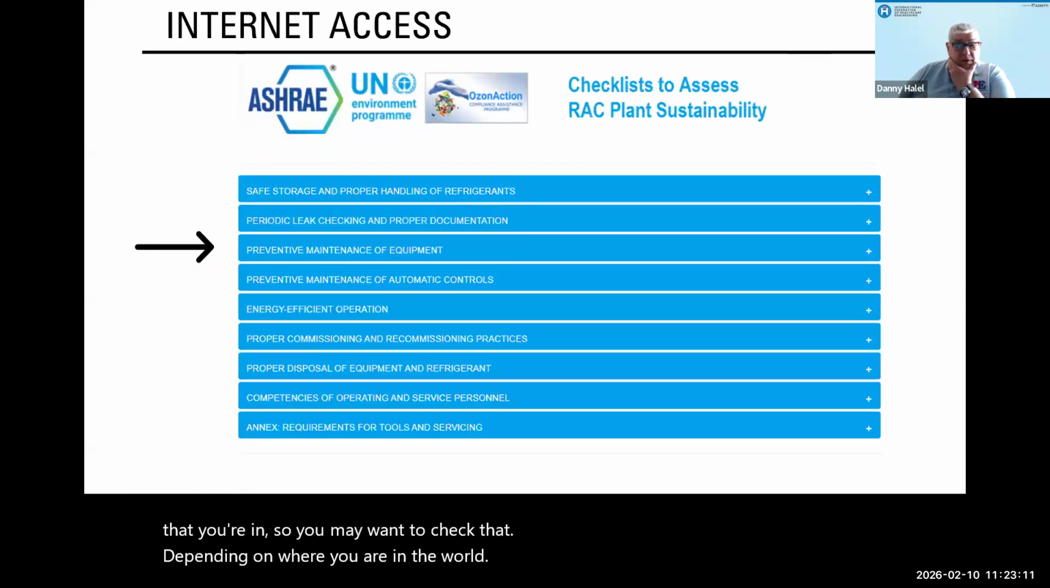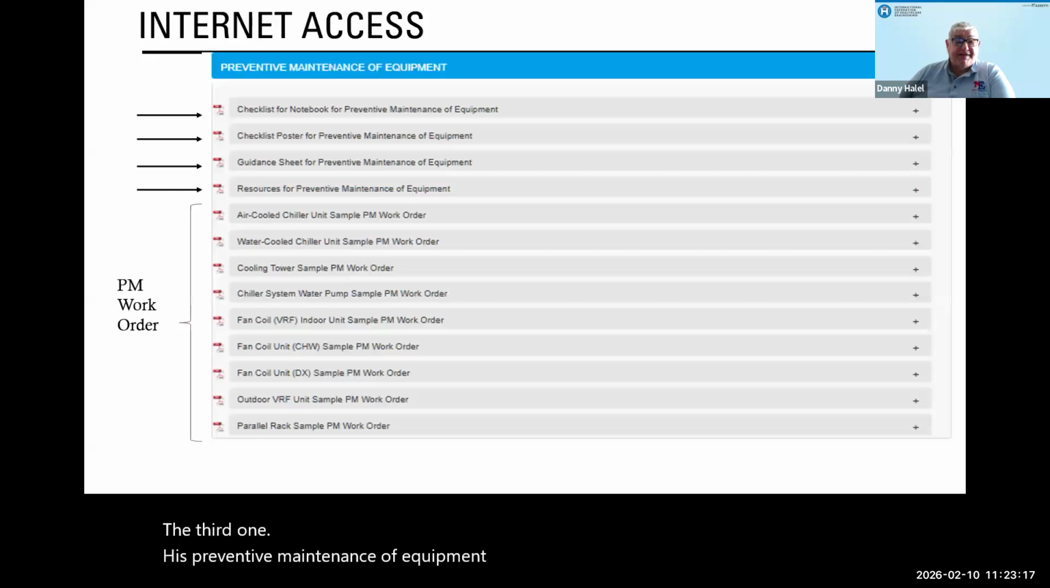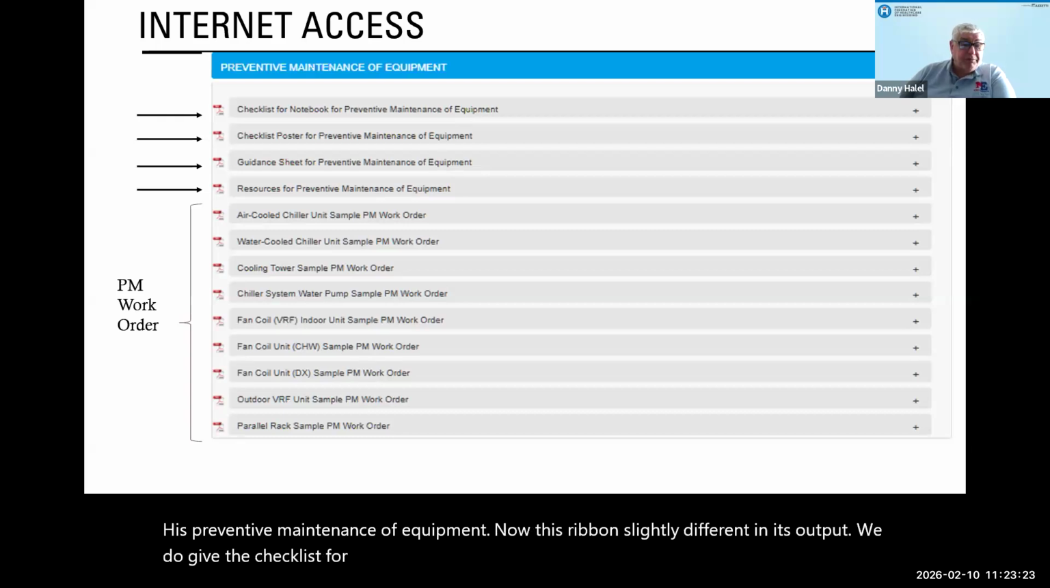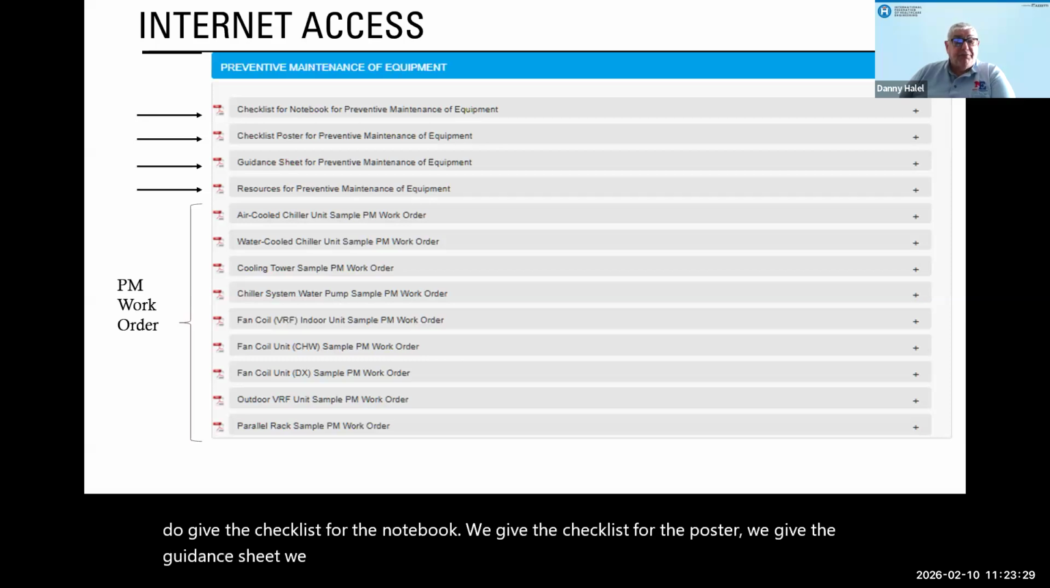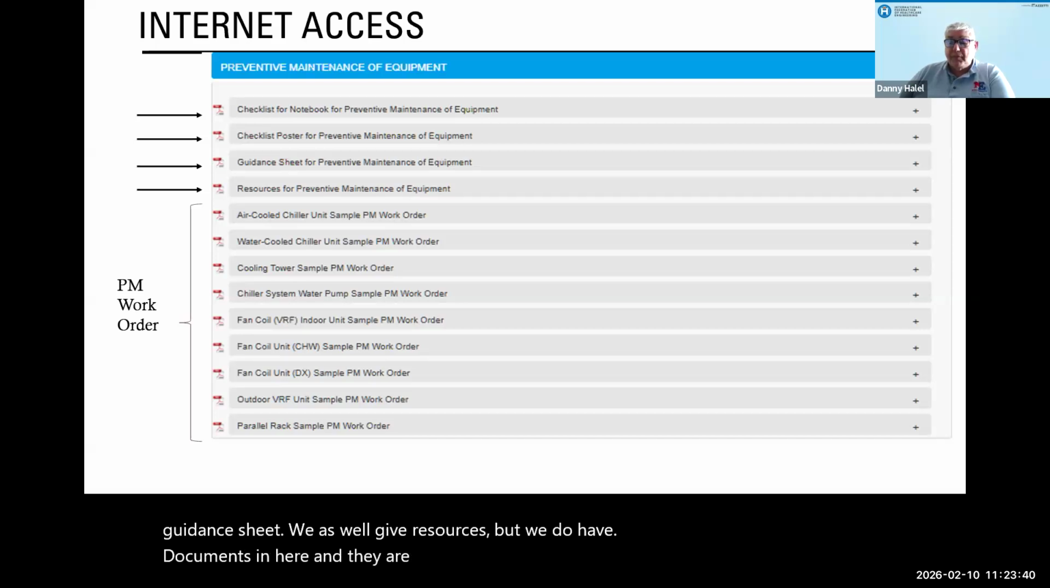The third one is preventive maintenance of equipment. Now, this ribbon's slightly different in its output. We do give the checklist for the notebook. We give the checklist for the poster. We give the guidance sheet. We as well give resources. But we do have 9 additional documents in here, and they are preventive maintenance work orders.